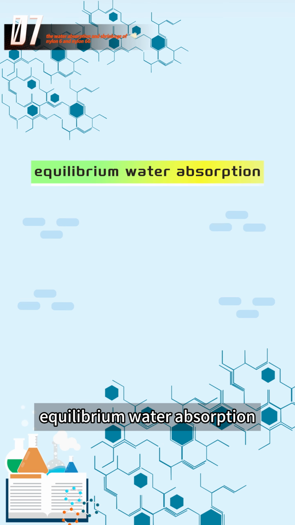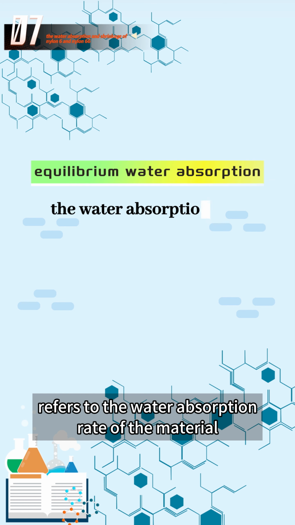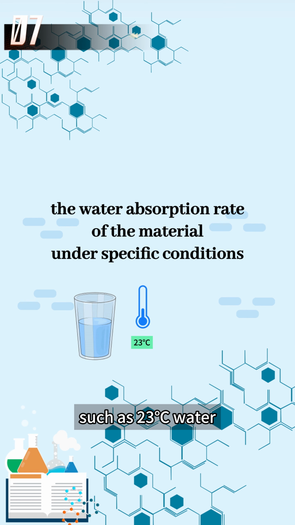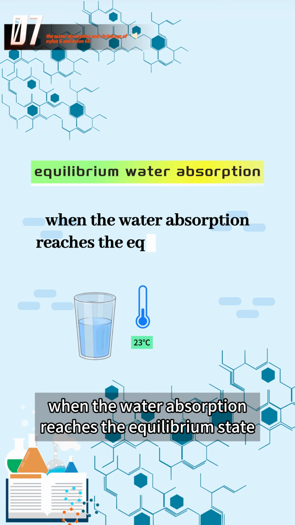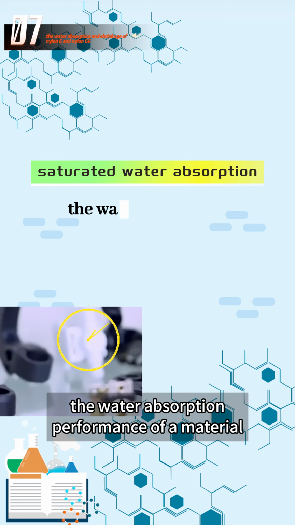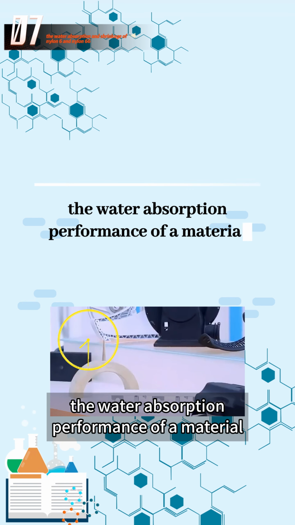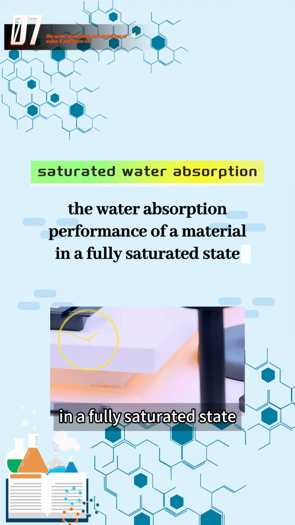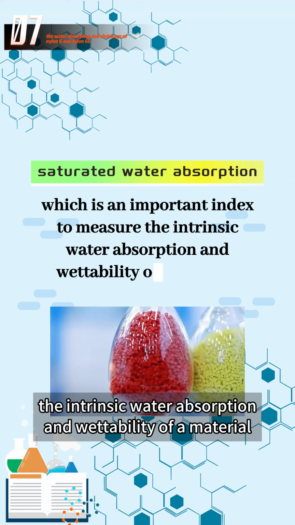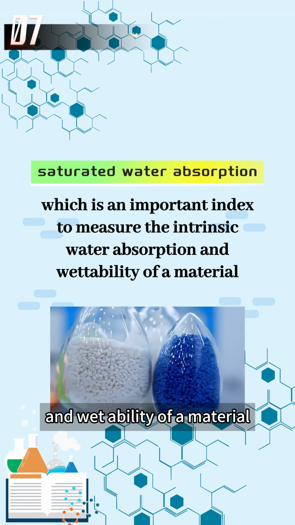Equilibrium water absorption refers to the water absorption rate of the material under specific conditions, such as 23-degree water, when the water absorption reaches the equilibrium state. Saturated water absorption refers to the water absorption performance of a material in a fully saturated state, which is an important index to measure the intrinsic water absorption and the wettability of a material.